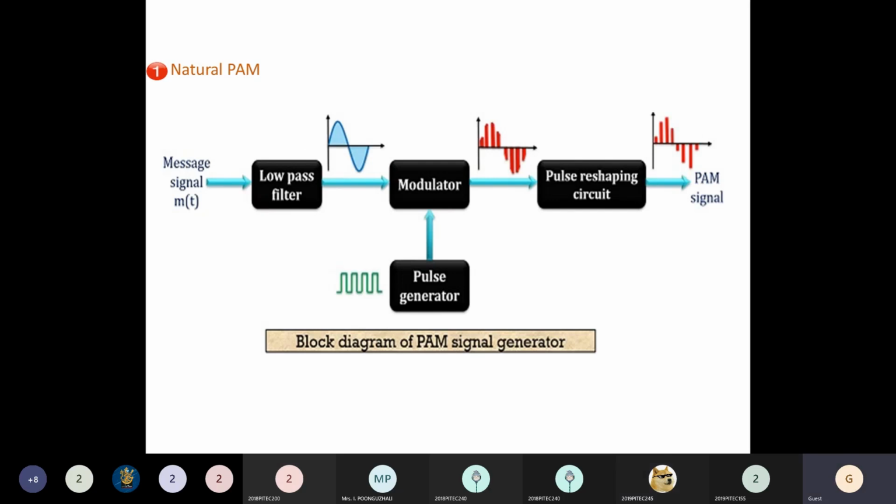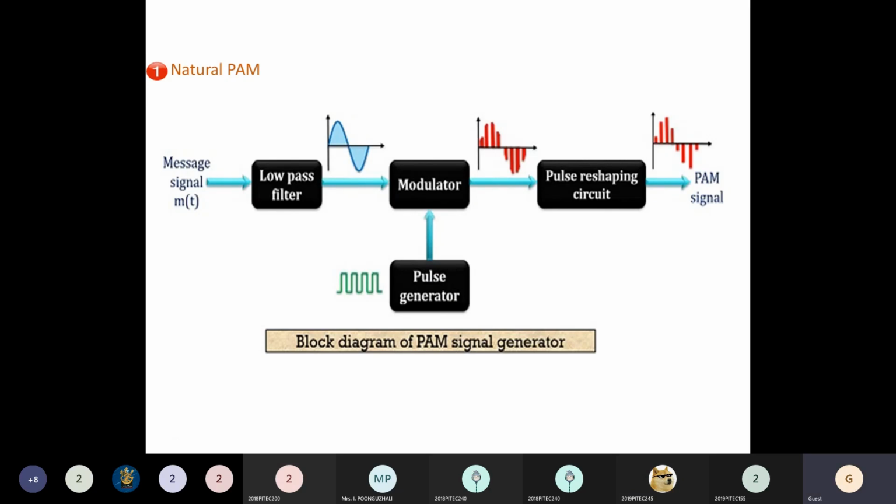Next we have the natural PAM block diagram. Simply, we feed a message signal here. This message signal goes to a low pass filter, which is used to avoid the high frequency components. Then it goes to the modulator. The other input for the modulator comes from the pulse generator, which is the carrier generator. The pulse signal is considered the carrier signal, and it goes to the modulator. Then from the modulator we have the pulse amplitude modulated signal.